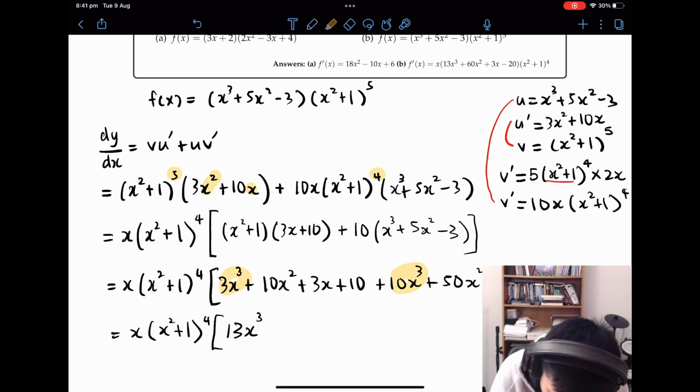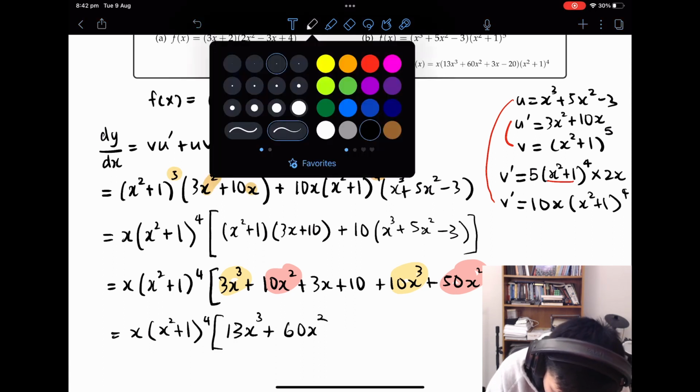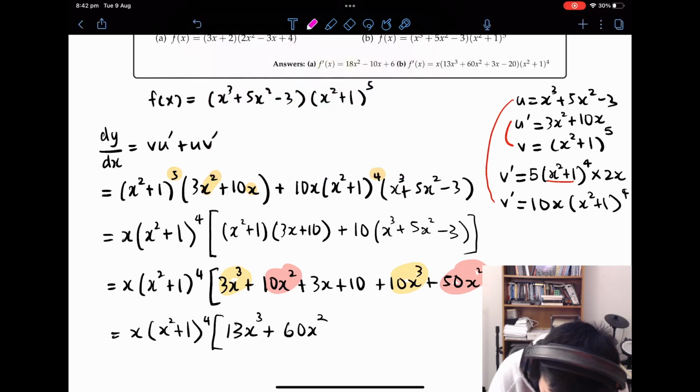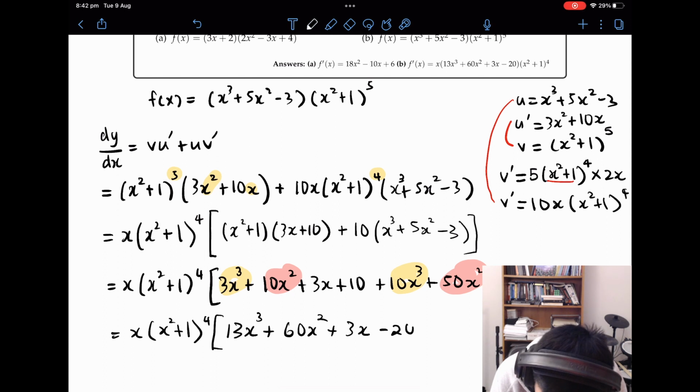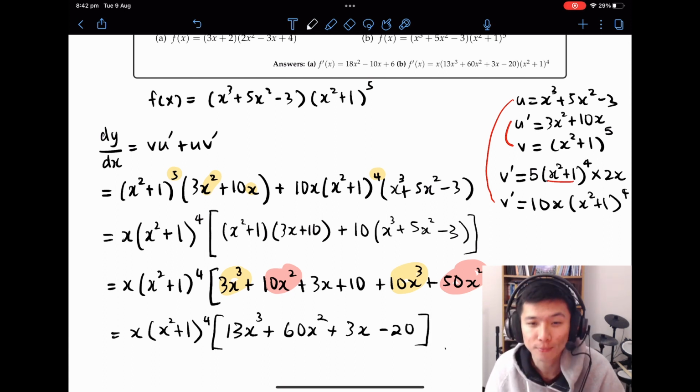Let's look for all our x squared terms. We've got this one here and this one here. And so we've got plus 60x squared. And then let's look for our x terms. Well, there's just one here, and so that will give us plus 3x. And then our constant terms, plus 10 minus 30, that is minus 20. And let's double check that that is correct. And yes, indeed it is.